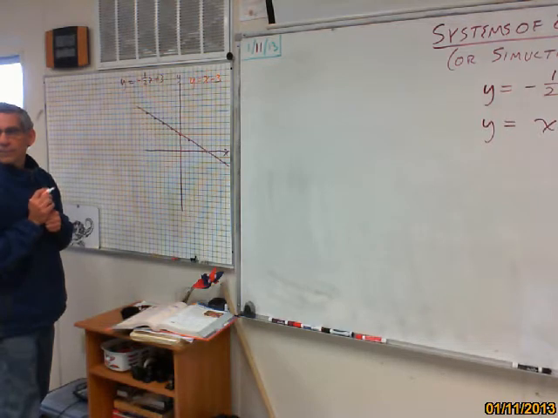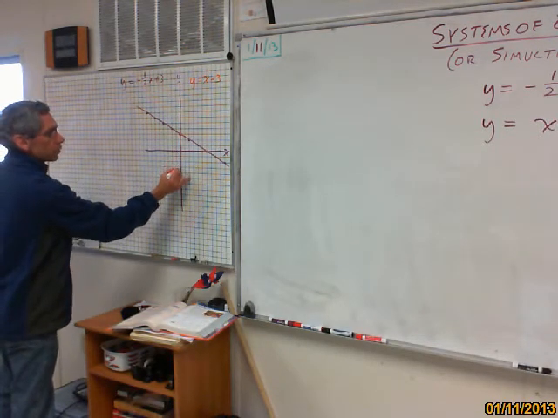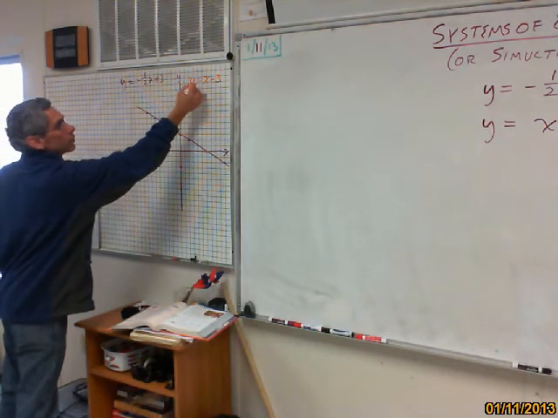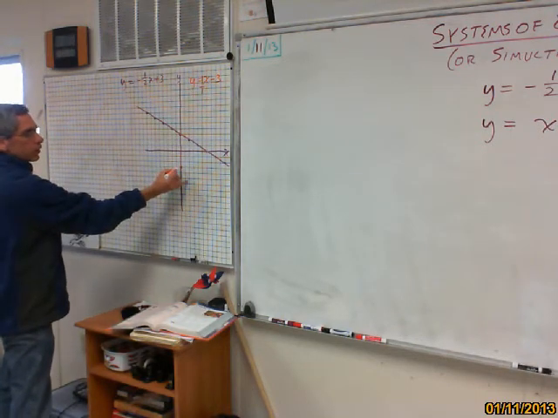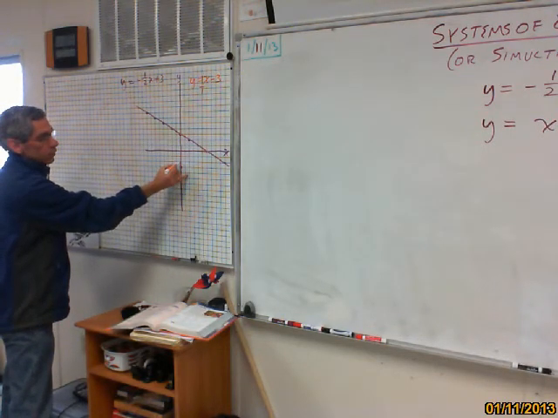So go down 3. Okay, so from here I'm going to go down 3 and I'm going to put a dot, right? And then what? What's my slope? 1 over 1. So what am I going to do? Go up 1 over 1. Up 1 over 1, I'm going to put a dot.